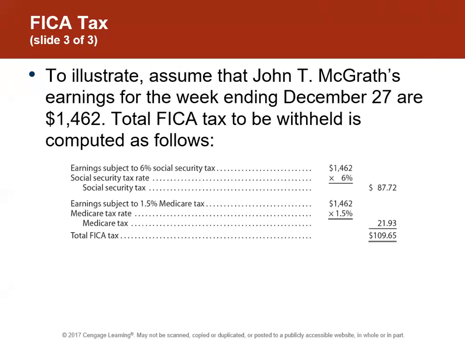So on John T. McGrath, who had earnings of $1,462, that was his gross earnings, we would take 6% of that to calculate how much Social Security tax he would owe, which is $87.72, and 1.5% to get a Medicare tax of $21.93. They added them together to get his total FICA, which is both Social Security and Medicare, of $109.65. Okay. So what does that mean to us?